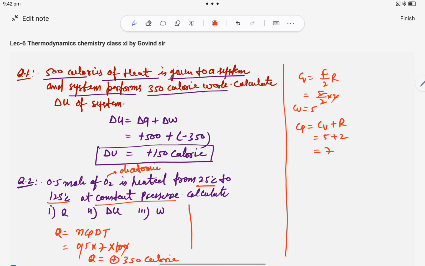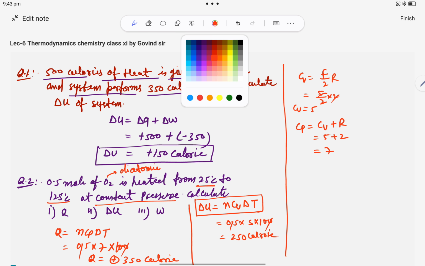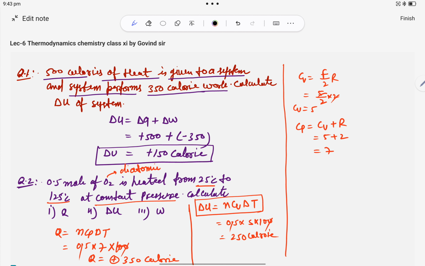Good. Now delta U is equal to what? n Cv delta T, all the time correct. Put the value: 0.5, Cv is 5, into 100, decimal cancels, it is 250 calorie. Done.